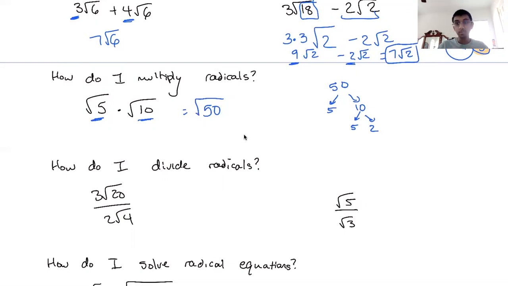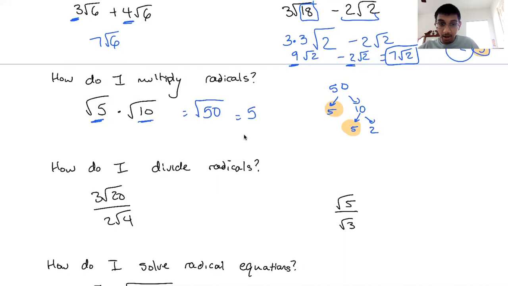No, we can't. So now from there, we can just look and say, okay, well, look, the number 5 is repeating twice, right? So therefore, that would go on the outside of my new radical. So it'd be equal to 5 on the outside. And then I'll put a radical, and then whatever's left would go on the inside. So it'd be just the 2 right there. And this is my answer, 5 radical 2.